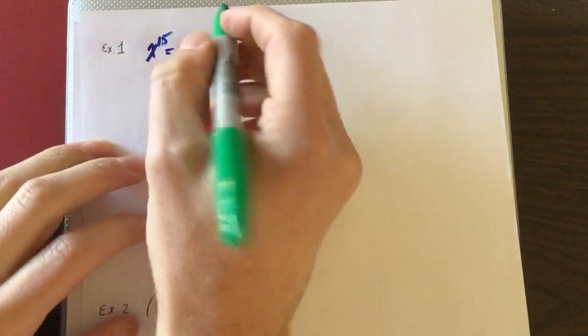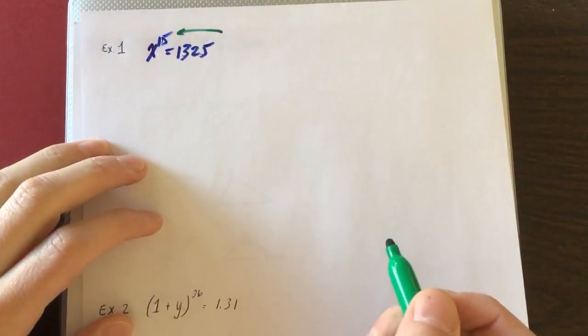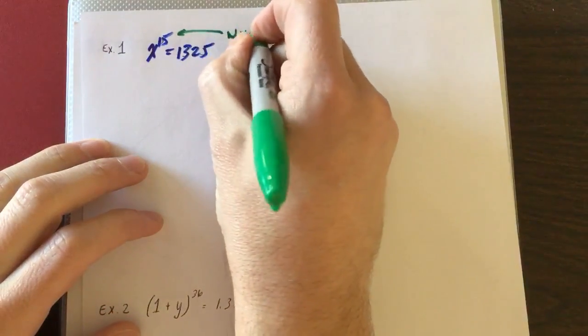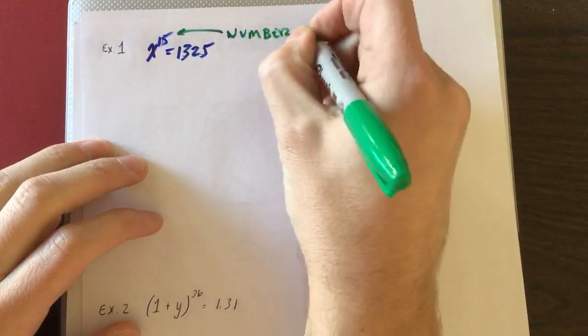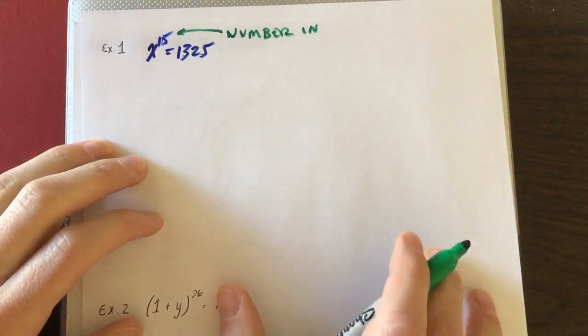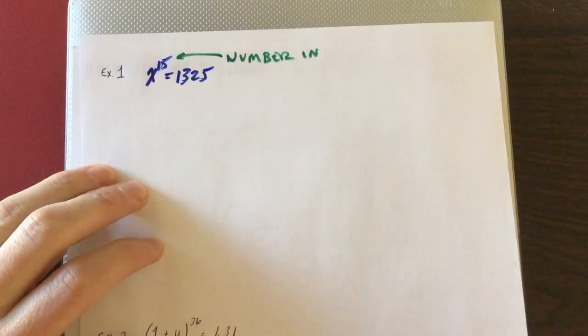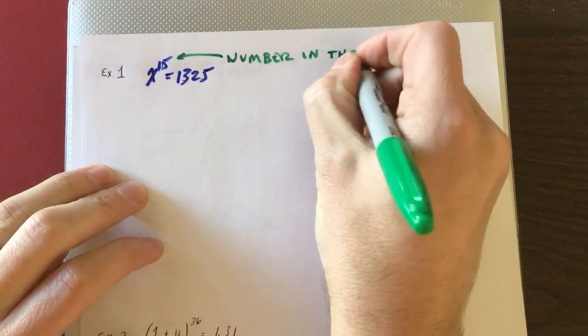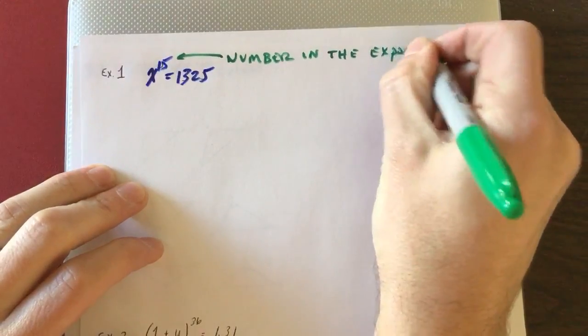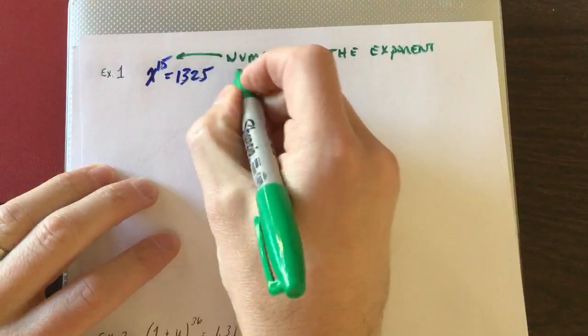Solving equations. What I see, our variable is in the base. We've got a number in the exponent. When we have a number in the exponent, we take a root to cancel that out. And you can't see that, can you? Nope. Bring it down. There we go. Number in the exponent. Take a root to solve.